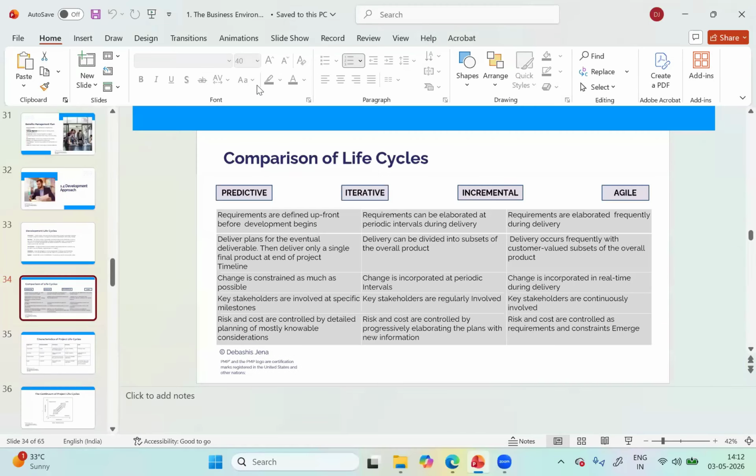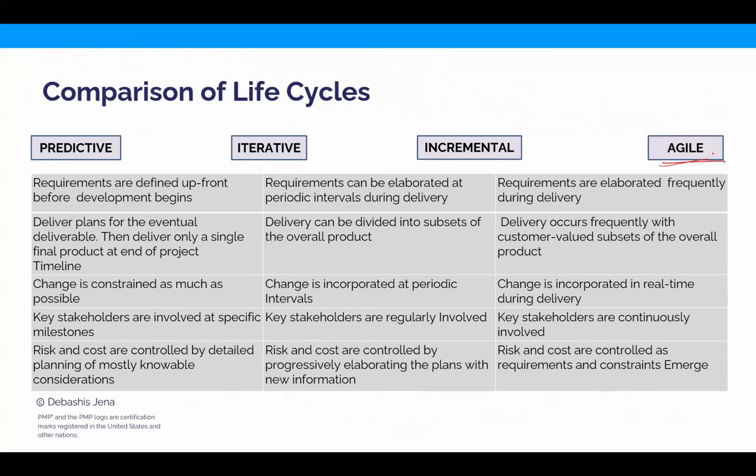Now comes the other extreme, Agile. The best way to understand Agile: even in Agile, we got iterations, just like iterative incremental. What's the difference? Here, iterations are rapid and so many.